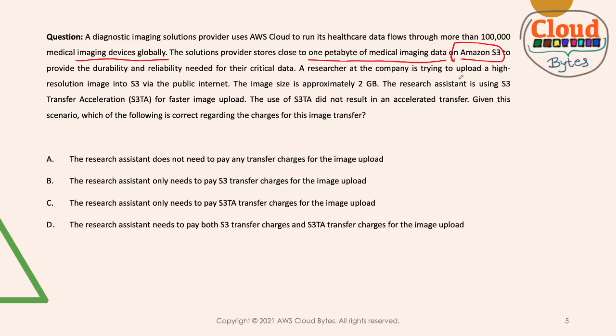A researcher at the company is trying to upload a high resolution image into S3. They are trying to upload to S3 using the public internet. So those are keywords. The image size is around 2 GB. The research assistant is using S3 transfer acceleration for faster image upload. The use of S3 TA did not result in any accelerated transfer. Given this scenario, which of the following is correct regarding the charge for this image transfer?